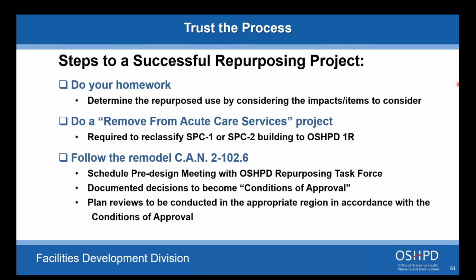So what we're asking you to do is trust the process. There's a bunch of steps to get you to the point of removing the project, a building from acute care, and getting it out, either out of OSHPD jurisdiction or identified as what we're calling an OSHPD 1R building. Do your homework, determine the repurposed use and the impacts. Okay, what are you going to put in there?